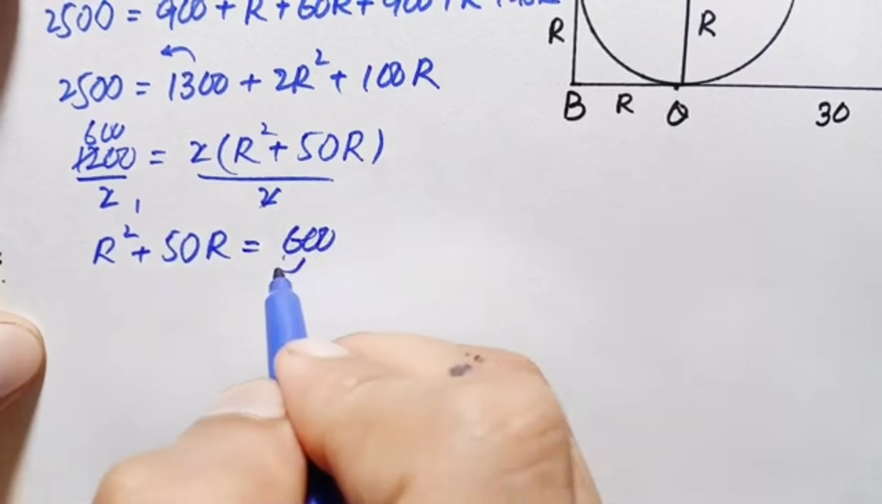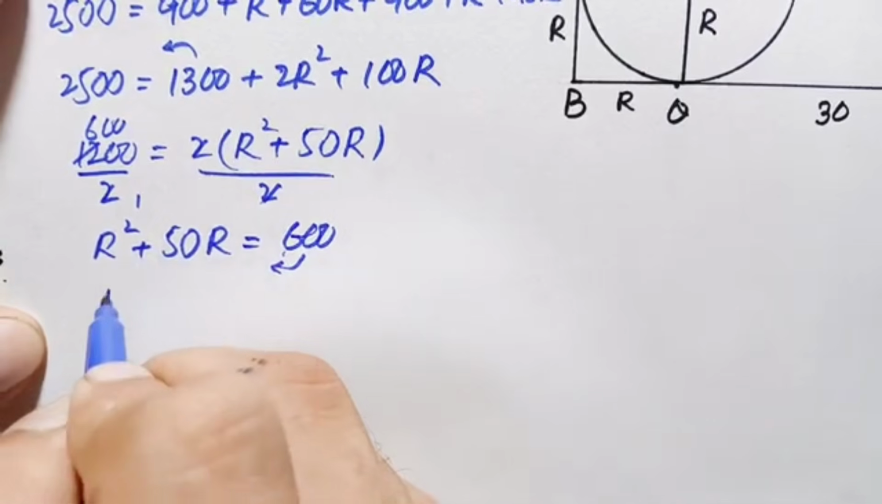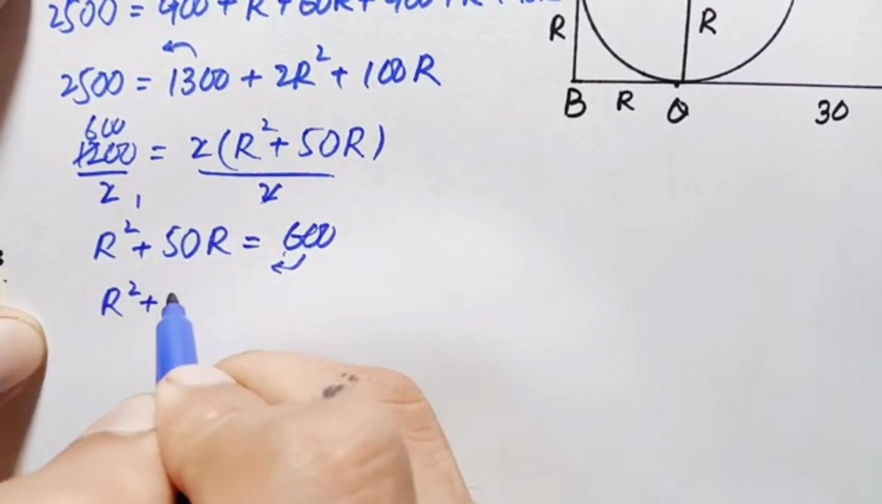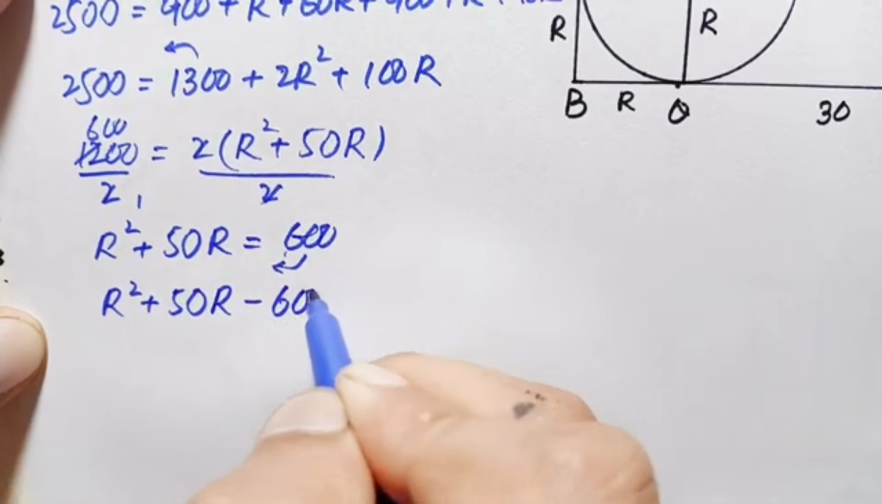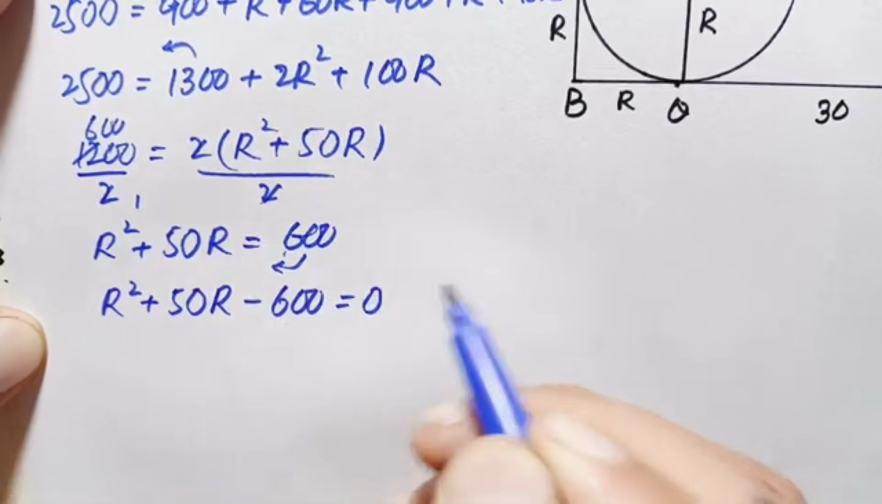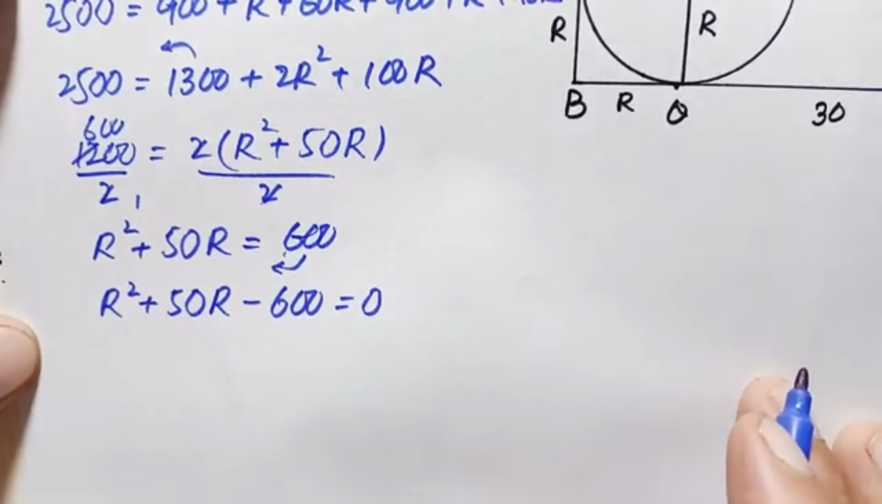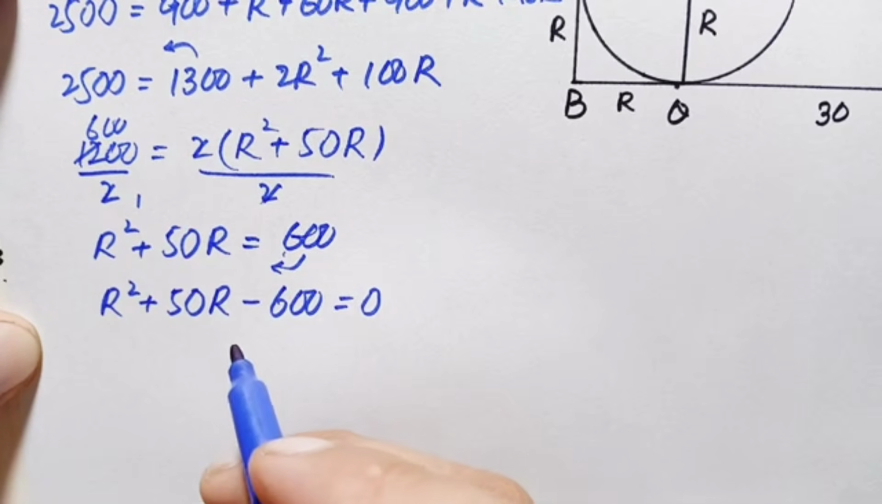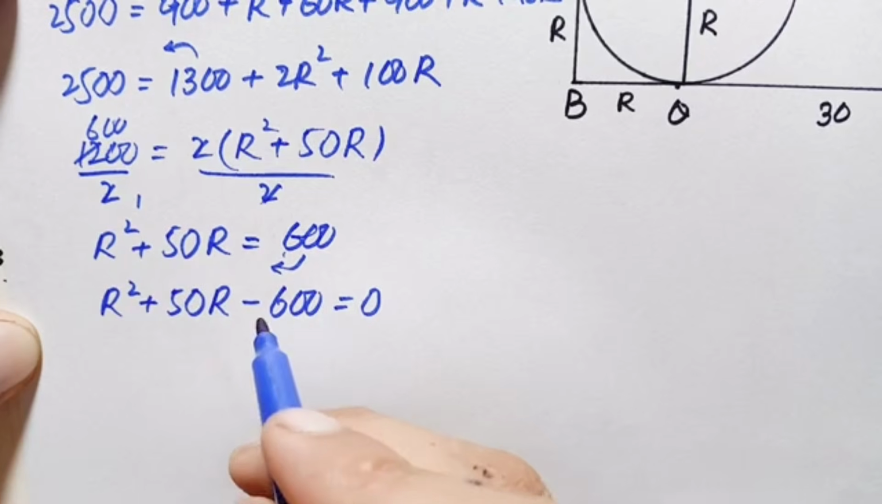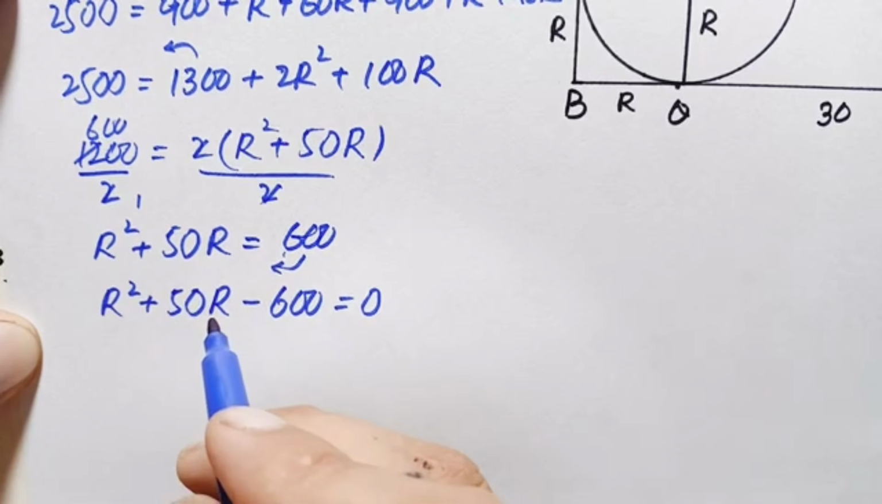Here we will move this 600 to the left hand side, so this will become r square plus 50r minus 600 is equal to 0. And this is a quadratic equation. Here we can solve this quadratic equation by factorization method. So here we need two numbers whose product is negative 600 and whose sum is 50.